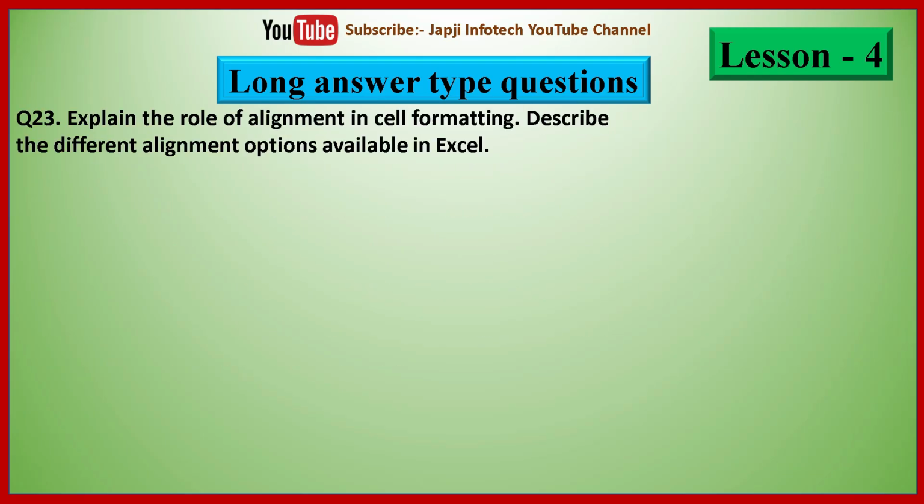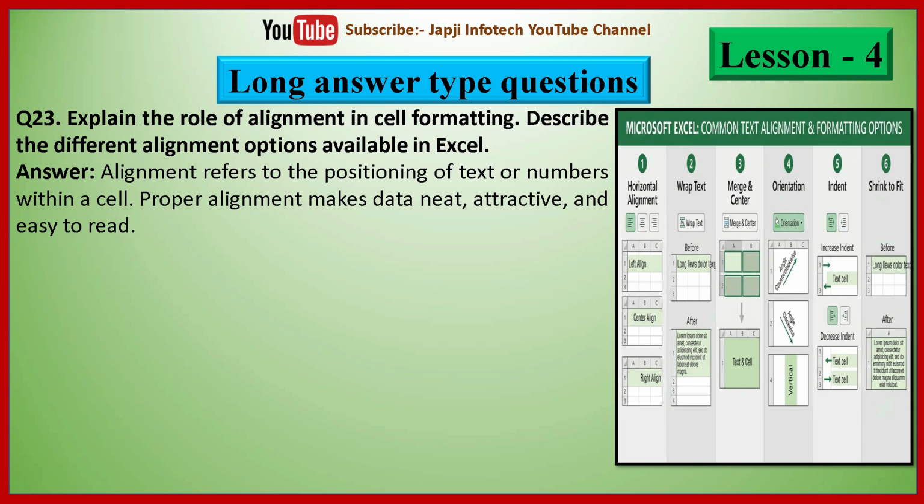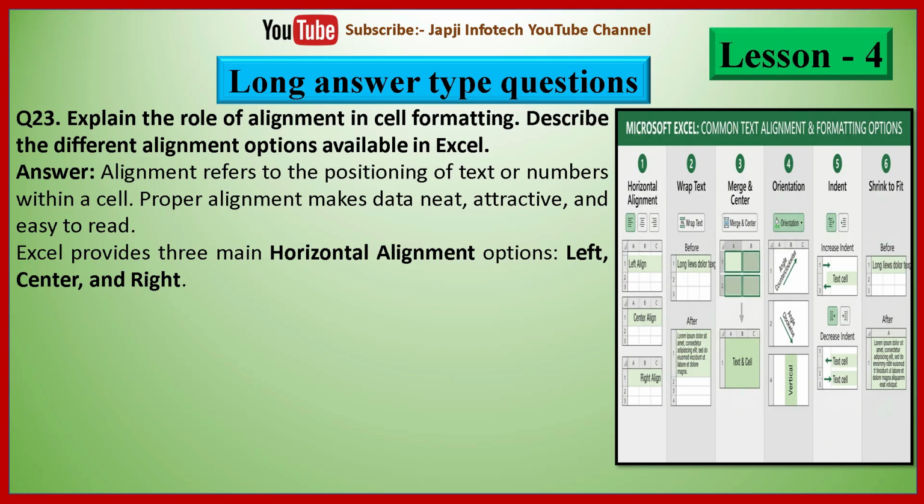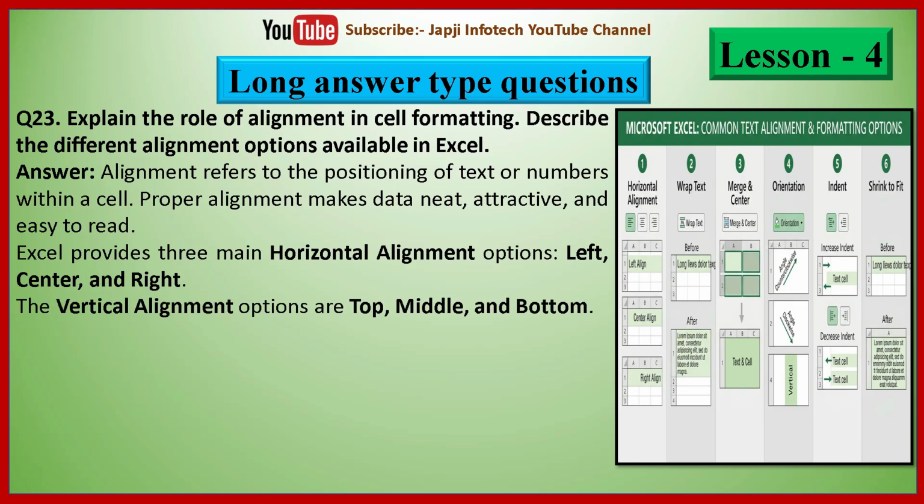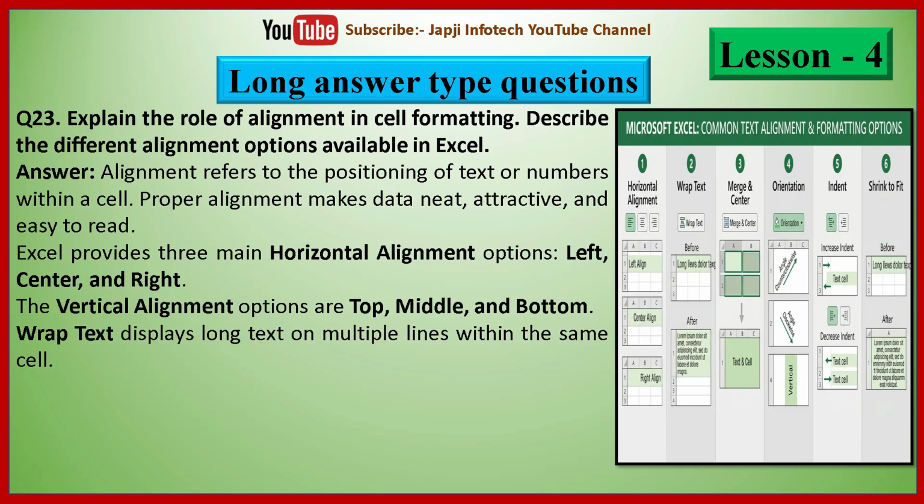And the 23rd question is, explain the role of alignment in cell formatting. Describe the different alignment options available in Excel. And the answer is, alignment refers to the positioning of text or numbers within a cell. Proper alignment makes data neat, attractive, and easy to read. So Excel provides three main horizontal alignment options: left, center, and right. The vertical alignment options are top, middle, and bottom.